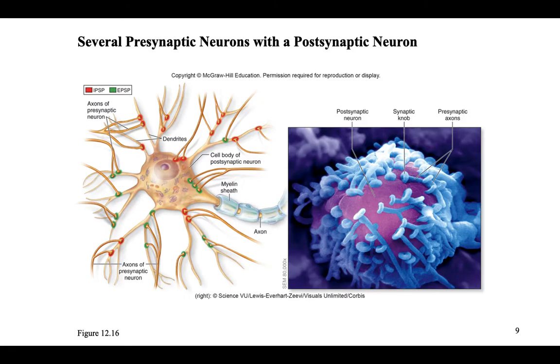And several presynaptic cells will touch a postsynaptic neuron. And here you can see the green ones are representing EPSPs and the red ones are representing IPSPs. And so then in the cell body, it has to integrate these, sort of combine them all together and decide if it's got enough of a stimulus to reach threshold or not.